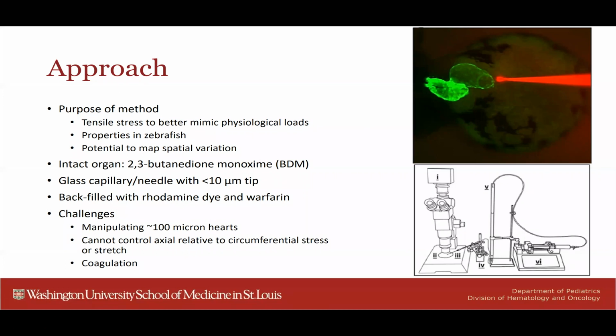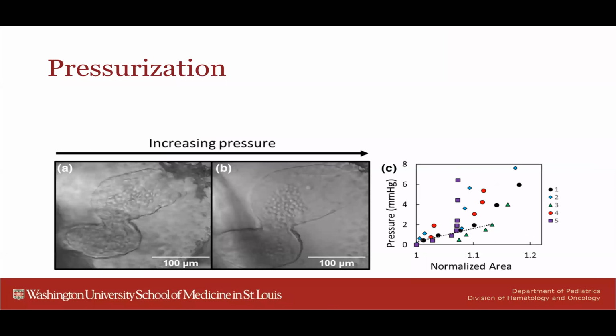There are a lot of challenges with working with the zebrafish at this point in development. We're working with hearts that are roughly 100 microns in diameter and pretty much in length, and so this becomes very difficult to manipulate. In this particular model, we don't have an ability to separately control axial and circumferential stresses or stretch. So it's very difficult to pinpoint boundary conditions and to fully probe the properties of these hearts. And then, as I mentioned, coagulation is also a challenge with these hearts.